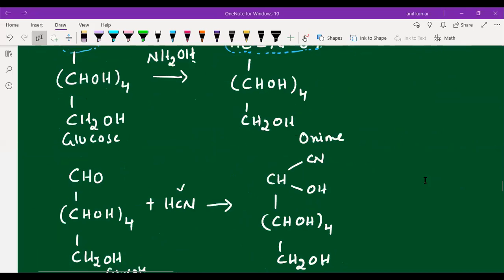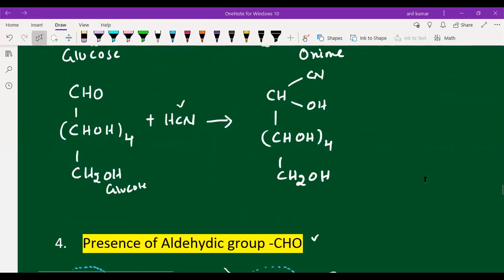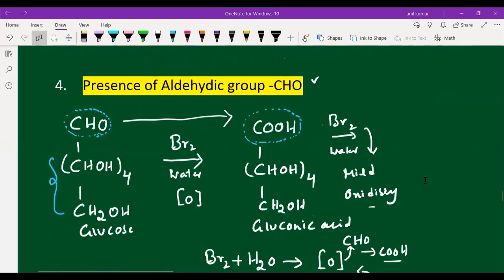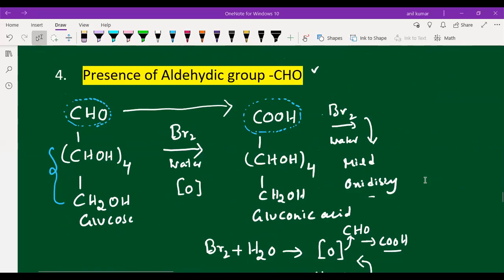Presence of carbonyl group. After that, presence of aldehyde group. The presence of aldehyde group is confirmed by treating glucose with bromine water. Bromine water will release nascent oxygen, and thereby what are you going to get? You are going to get a carboxylic acid, gluconic acid.